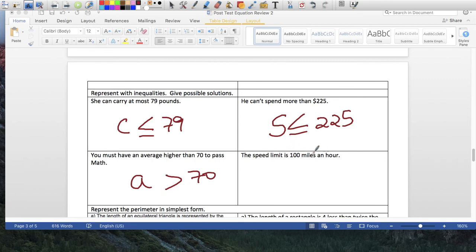The speed limit is 100 miles an hour. So again, S for speed. I write speed this time. S looks like a 5. The speed in relationship to 100, what does it have to be? Well, your speed has to be less than 100. Can it be 100? Apparently, in this case, it can.